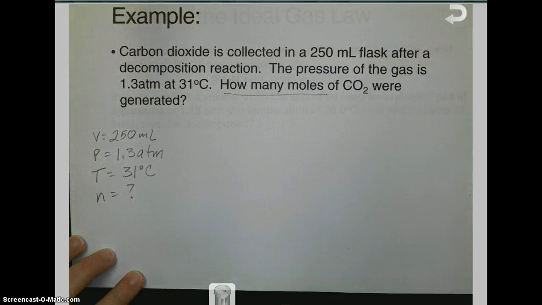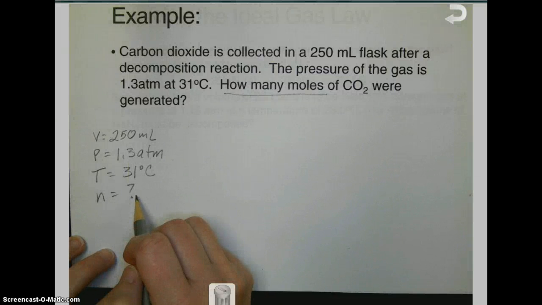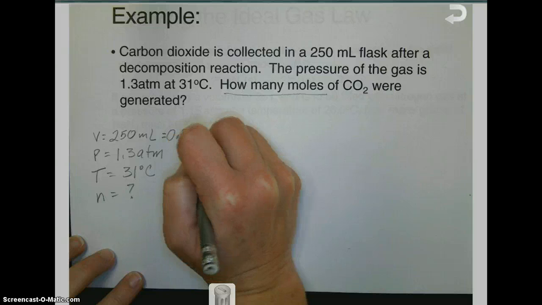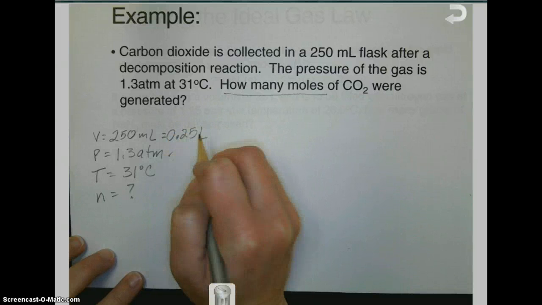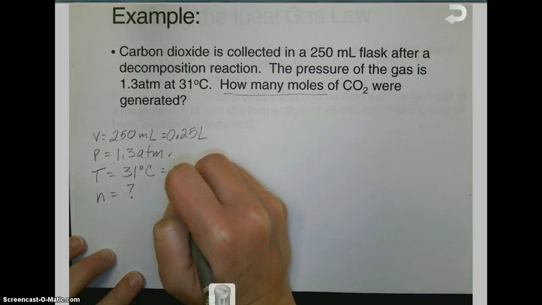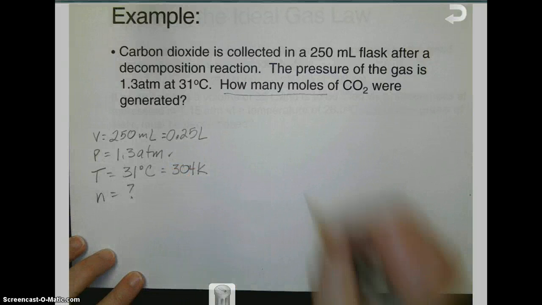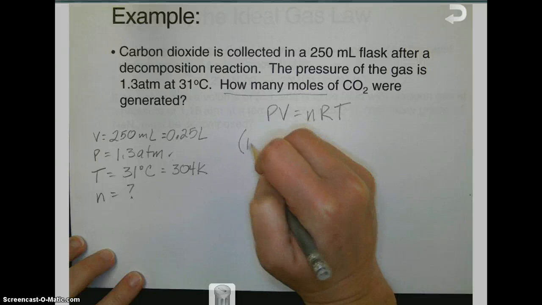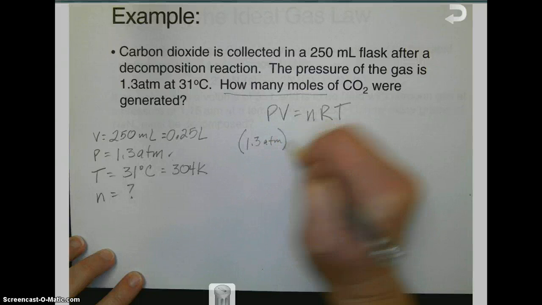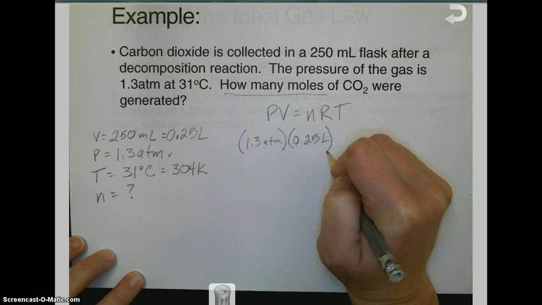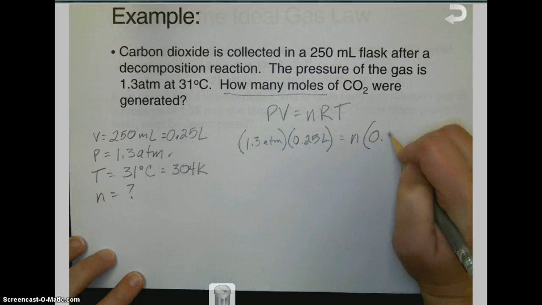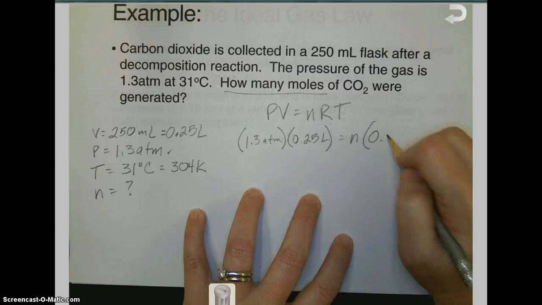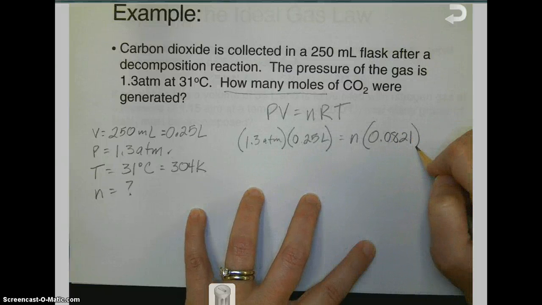All right. Now, we have some conversions to do because we don't have the right units. 250 milliliters, if you convert to liters, is 0.25 liters. Atmospheres is good. We want Kelvin, so add 273 and you get 304 Kelvin. Okay, now we can solve for moles. So, pressure, 1.3 atmospheres, volume, 0.25 liters, equals N times R, 0.0821, times temperature.